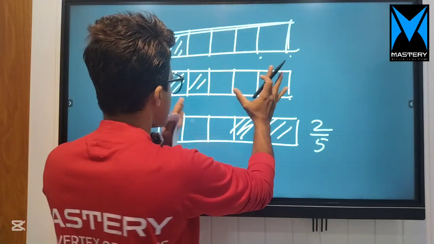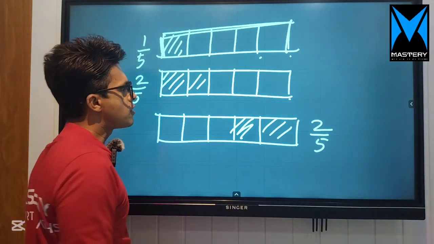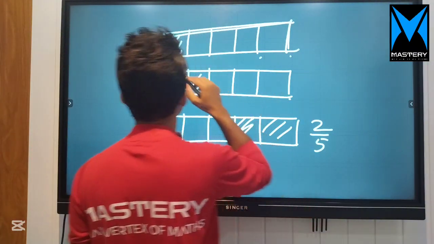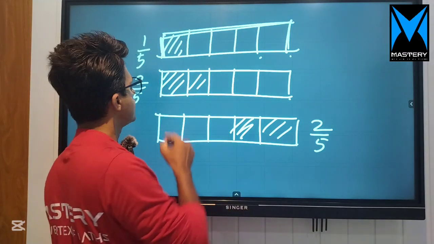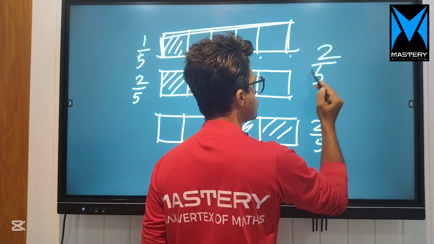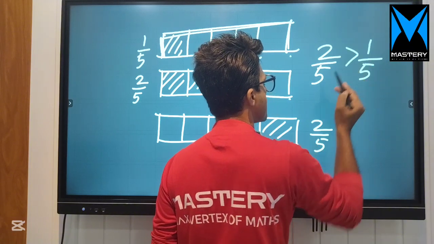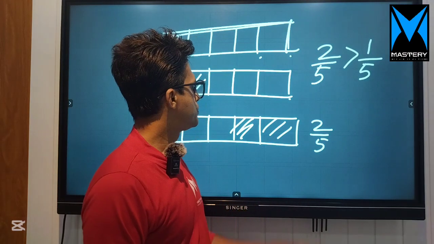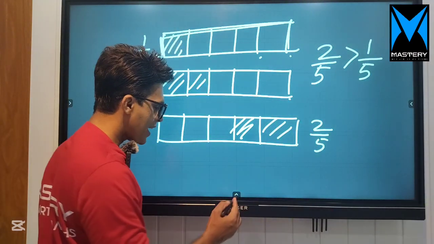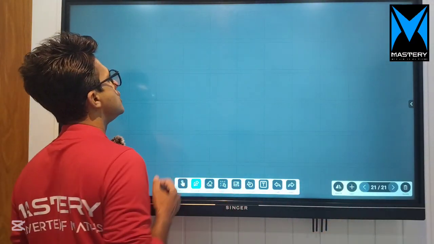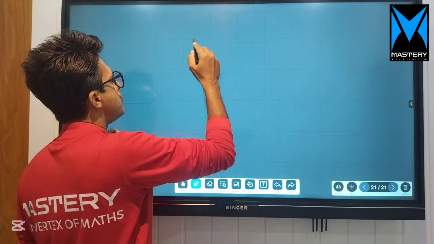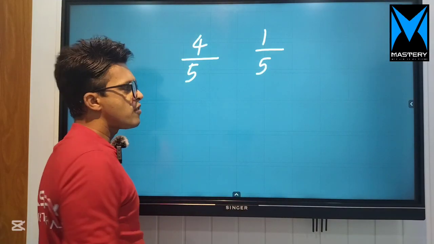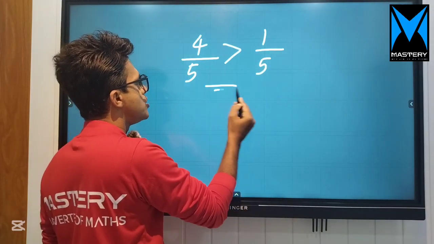Just the same chocolate divided into 5 equal parts. So what's the greater fraction here? As you could observe, when you compare 2 over 5 and 1 over 5, 2 over 5 is the greater one. So think of this one. Then what is the greater fraction here? 1 over 5, 4 over 5. The greater fraction is 4 over 5.